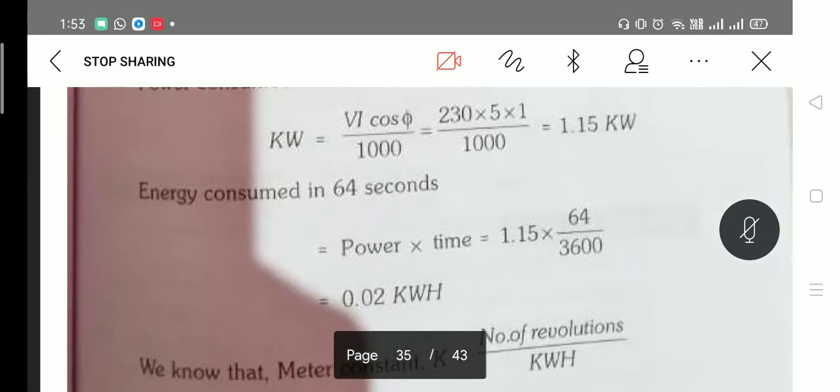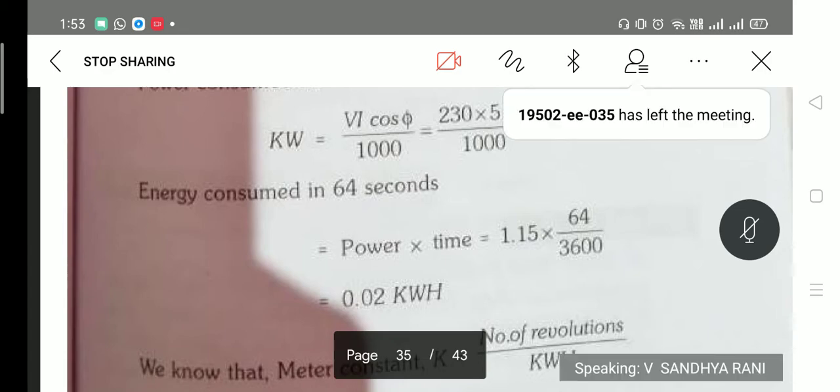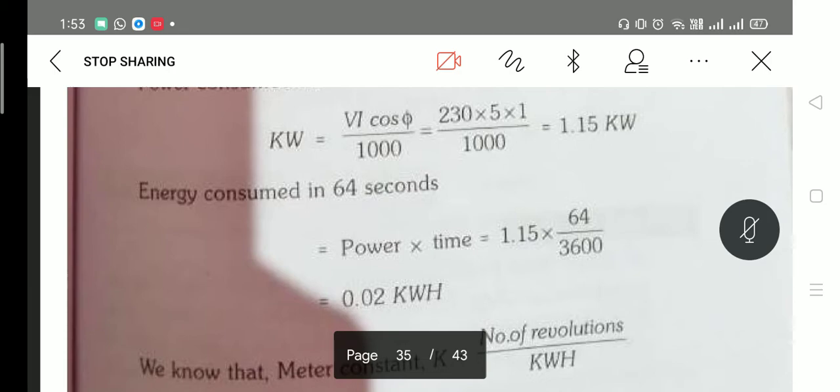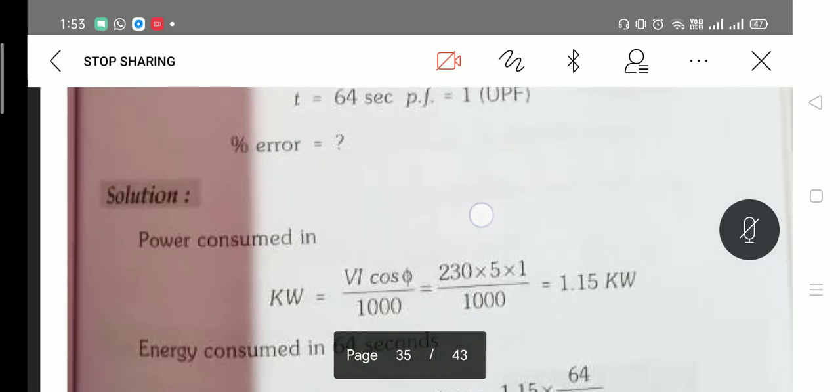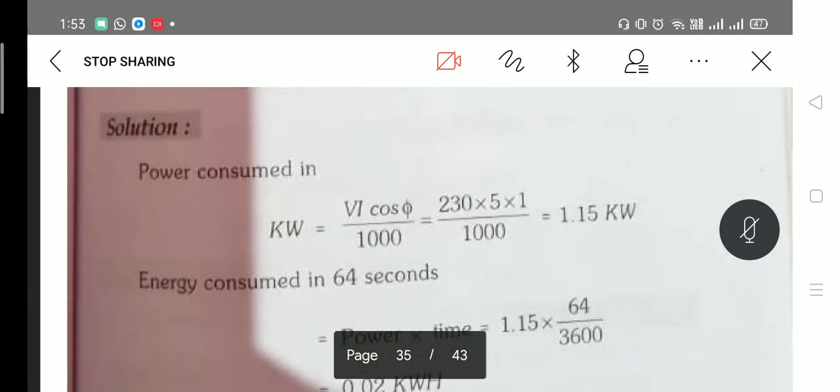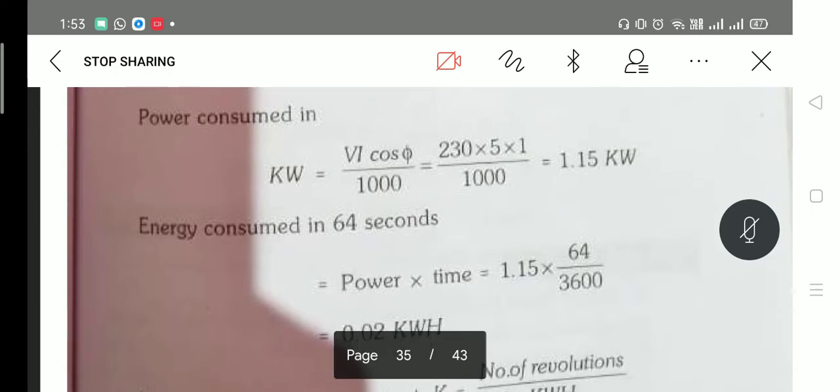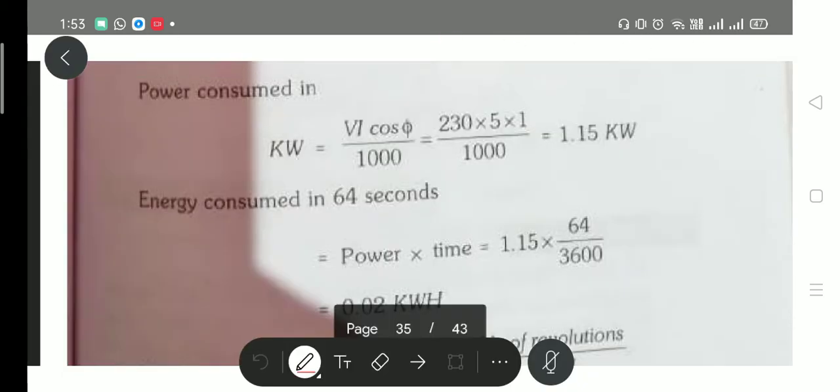Here now you can take energy, same formula can be taken like that only. Power into time. The time is given as 64 seconds, he is given in seconds, so we can convert into hours. How to convert into hours? We can take 64 by 3600, that is 60 into 60.